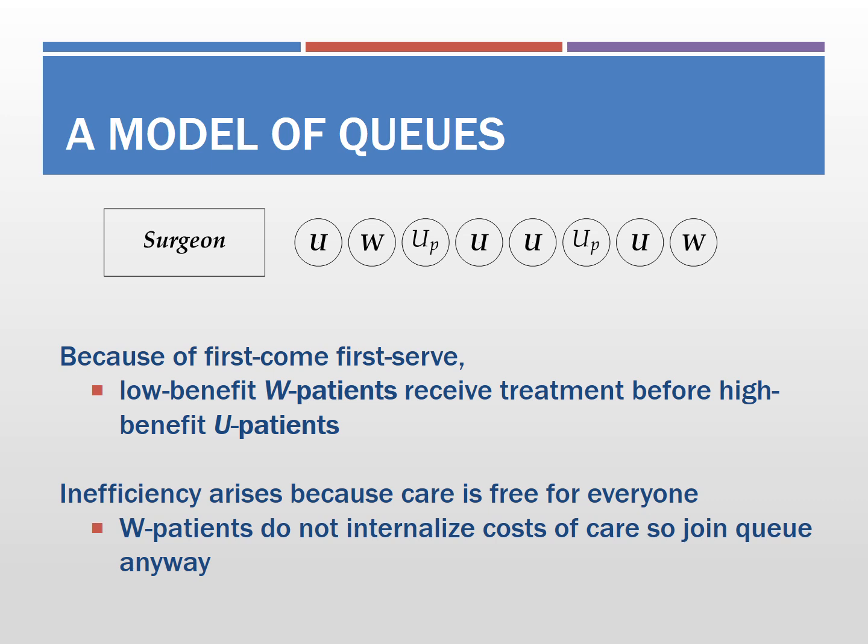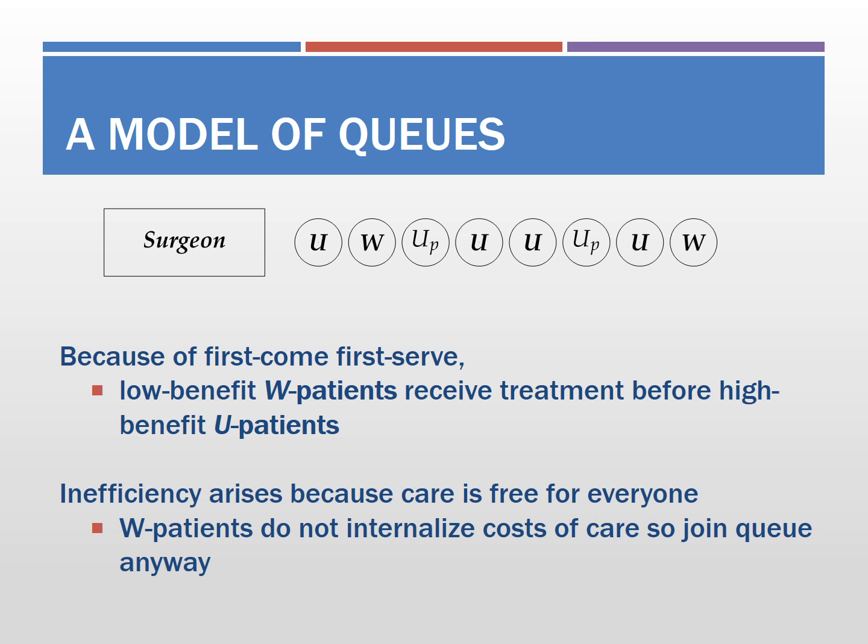The inefficiency arises because the care is free for everyone. So the W patients do not internalize the cost of care. They just join the queues anyway, and they will ultimately get the service. And in most cases, they will get in front of many patients who would get the most benefit from the treatments.